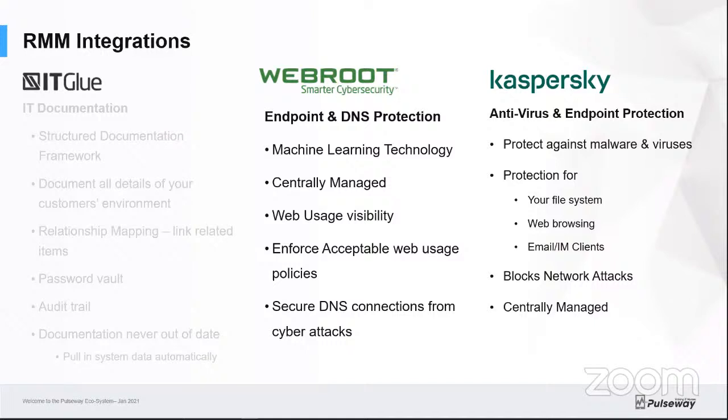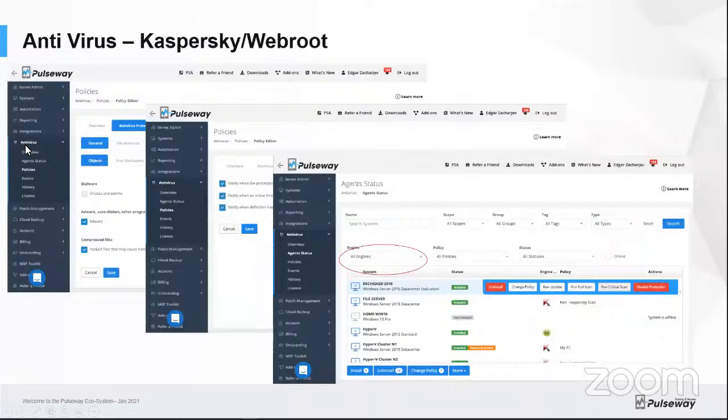So these are fully integrated into the interface. You can get them from the antivirus menu, and you've got, just as you'd expect, policies and how you apply them. But when you get to the agent status, the engine is where you select Webroot or Kaspersky. But again, you are accessing this from within the same interface.